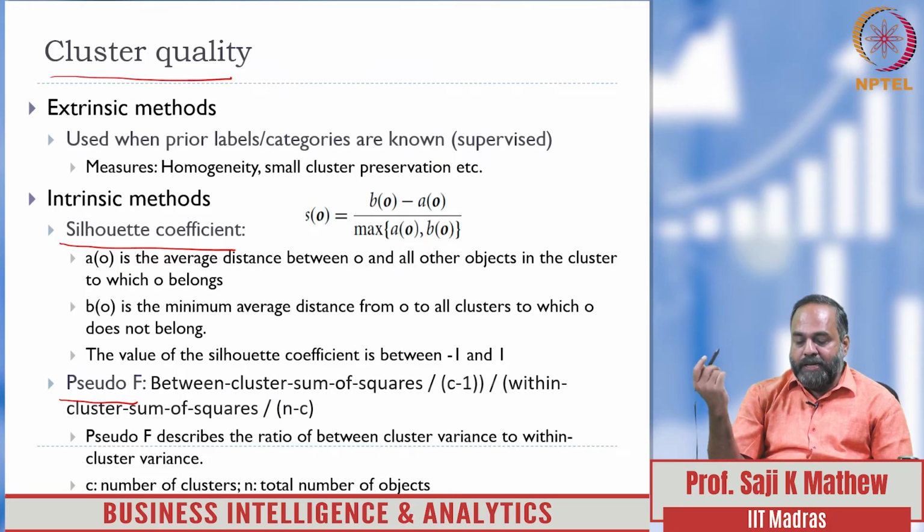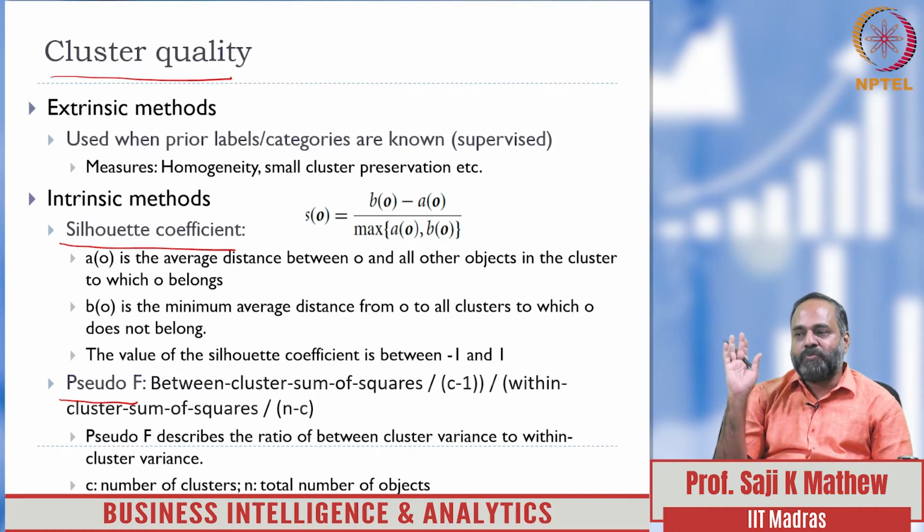Now, what is the Silhouette distance? It is clearly explained, taken just from Han and Kamber. Suppose AO is the average distance between an object O and all other objects in the cluster to which O belongs. And BO is the minimum average distance from O to all clusters to which O does not belong. The value of the Silhouette distance is given by BO minus AO divided by the maximum of AO or BO.